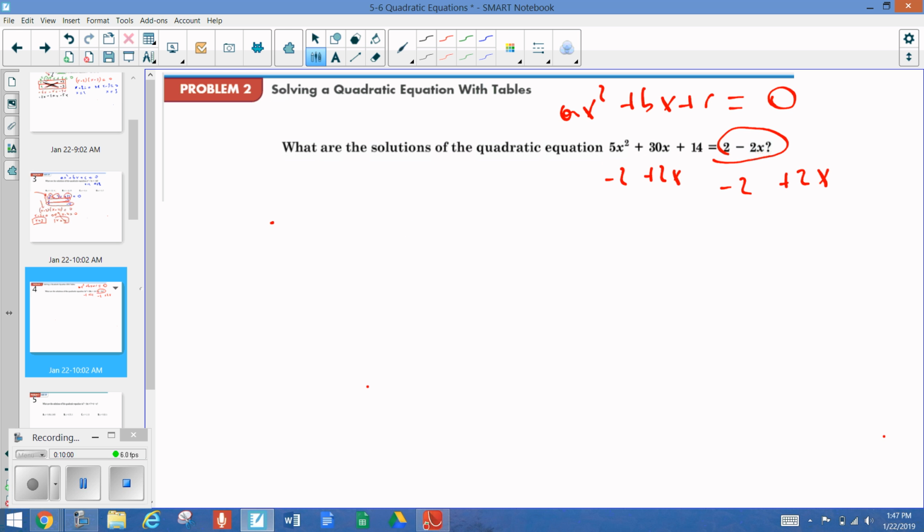So 5x squared, I don't have any other 5x squared term. 5x squared and 30x. And also I have how many x more? 2x more. And what is next? 14 minus 2 is equal to what? Is equal to 0. Correct, because 2 minus 2 is equal to 0. 2x plus 2x cancels out. Now, we're going to solve it.